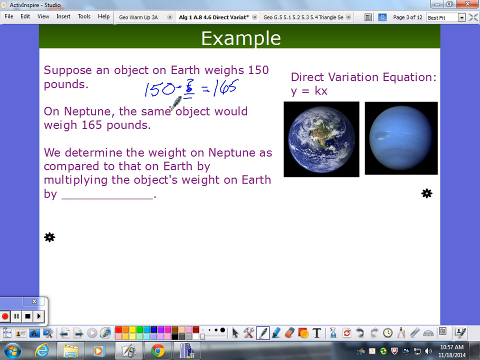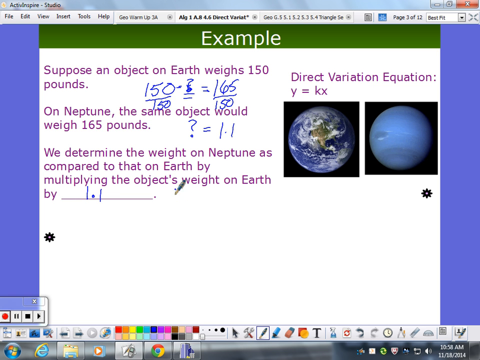Does subtracting help me? Because I'm multiplying, you have to do the opposite. So who has a calculator? What's 165 divided by 150? It goes to a decimal. 1.1. So we multiply a weight on Earth by 1.1.